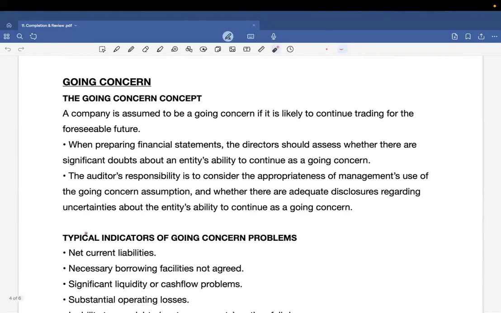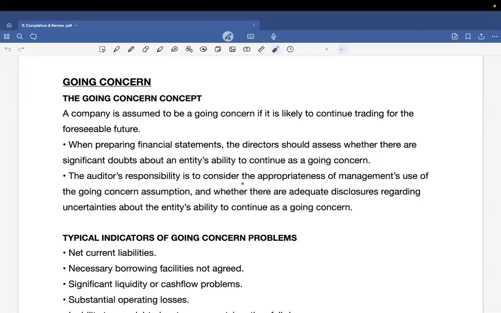Now, going concern. Going concern is a concept where we're assuming once a business starts, it's going to continue forever, right? So if there is any problem or confusion in the business being continued, then there is a going concern issue. Clear? Now, if your client is having going concern issues, then it is very important to represent your client's FS not in a going concern concept but in the liquidation format.